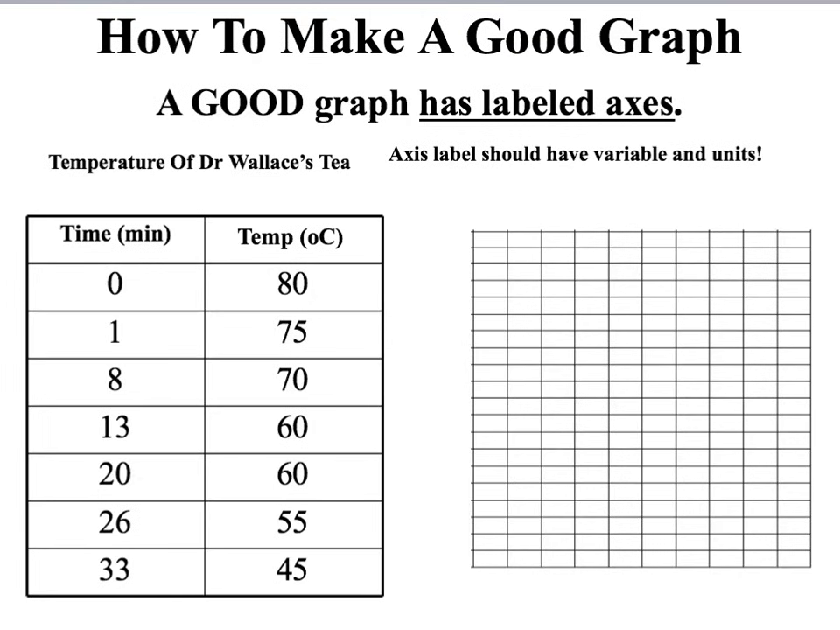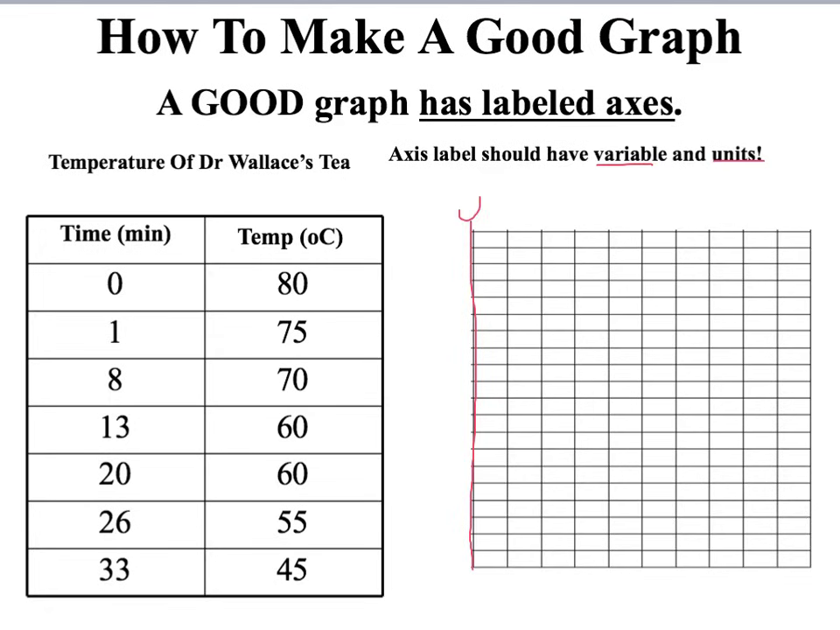A good graph has labeled axes. So you have the y-axis and the x-axis. And what you should make sure that you label the axes with are the variable, such as time or temperature, and the units. So let's label these. Now remember, a graph has a y-axis and an x-axis. And a good mnemonic for the y-axis, in case you're confused, is that if you had to draw a graph, the y-axis is like a big letter Y. So let's label these up.